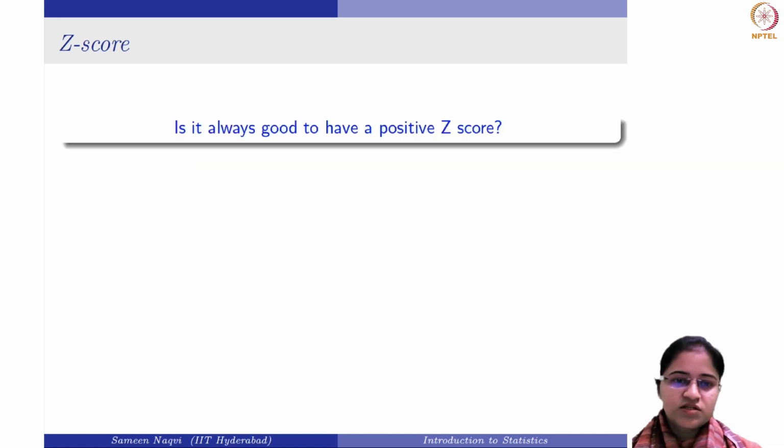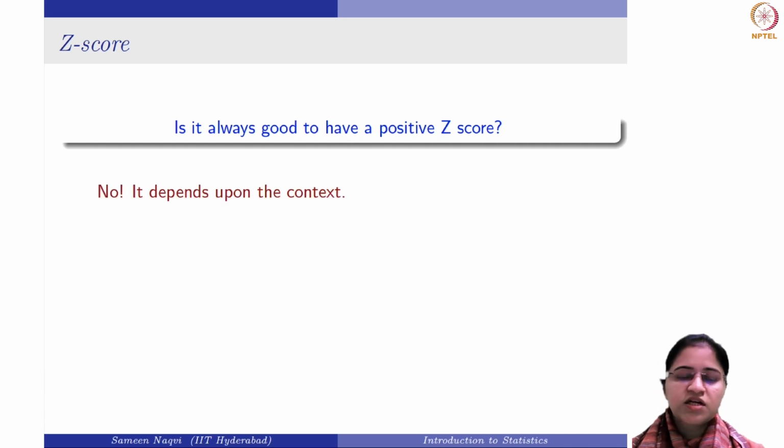But the question is, is it always good to have a positive z-score? It basically depends upon the context. The sign is basically depending upon the value of x and the mean. X minus mu is in the numerator. So if x is bigger than mu, then you will get a positive sign. If the mean is more, then you will get a negative sign.